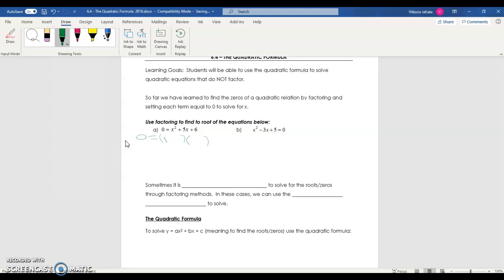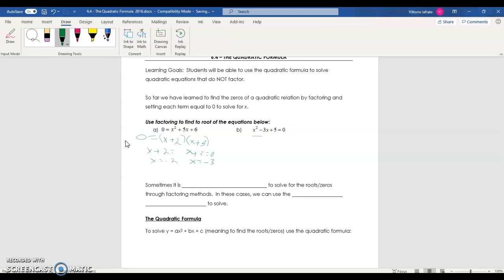So 2 and 3 seem to work there, so x plus 2, x plus 3, and then you can just figure out when this whole thing would be equal to 0, which is when x plus 2 is equal to 0. So that means x must be equal to -2, or when x plus 3 is equal to 0, which means that x is equal to -3. So our zeros are -2 and -3 here. And that was by the factoring method.